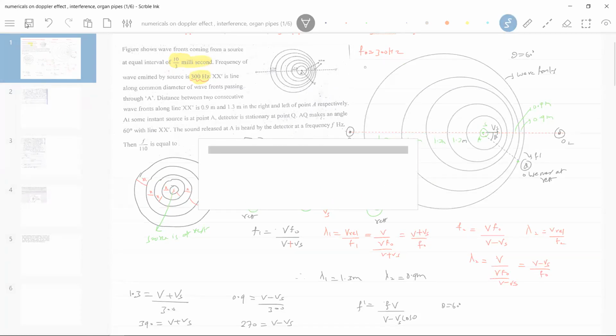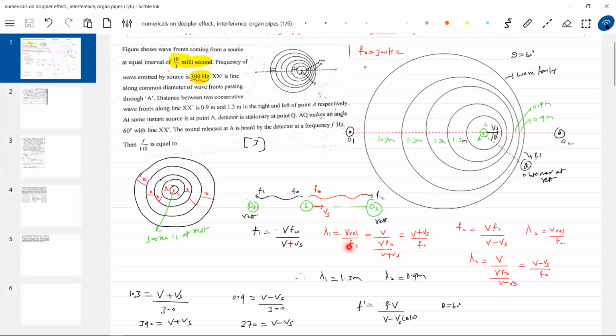Okay, this idea, okay, fine. The wavelength, what happened? The wavefronts, what happened? The distance between wavefronts is the wavelength, no? I think we already discussed it in yesterday's class, so this should be lambda 1. This should be lambda 2. Okay, we'll take the next one.